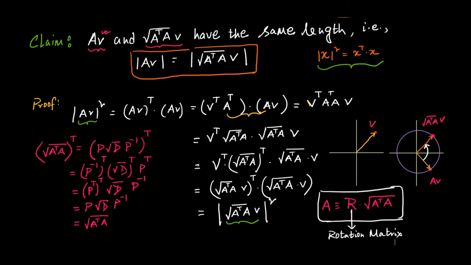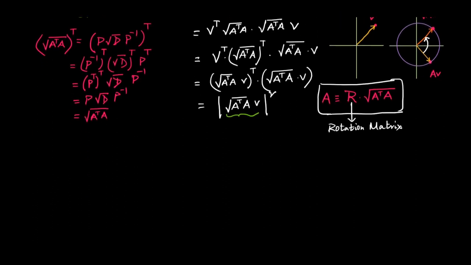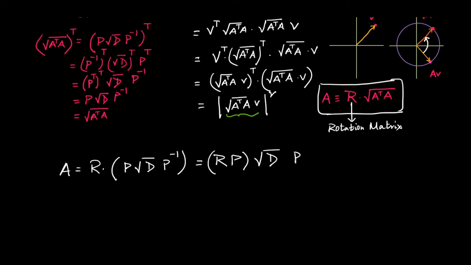Now, as per the definition of square root of A transpose A, we can write that this A is equal to R into P square root of D P inverse. So by the associativity property, we can write this as RP, square root of D, into P inverse. We have expressed this A as a product of three matrices, of which two are orthogonal and one is diagonal.